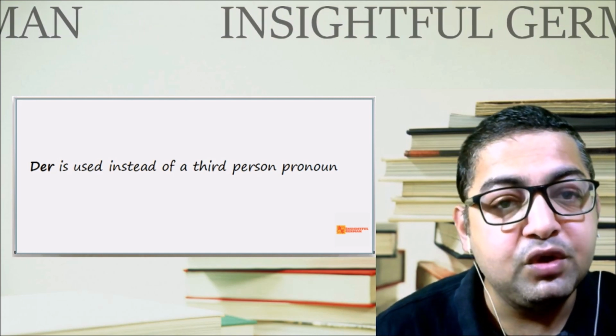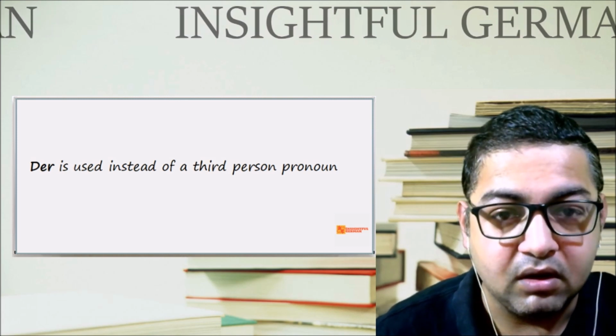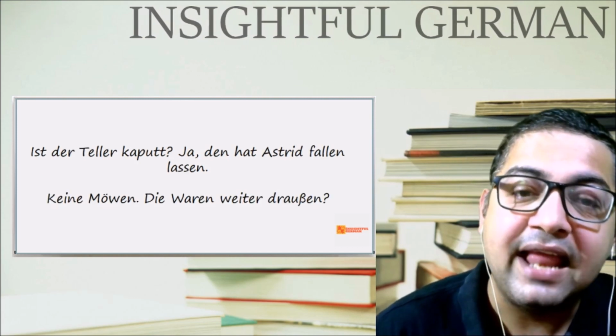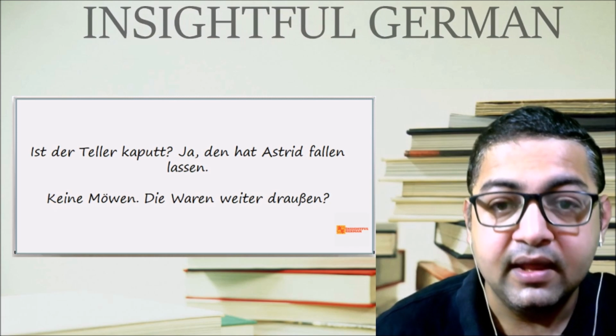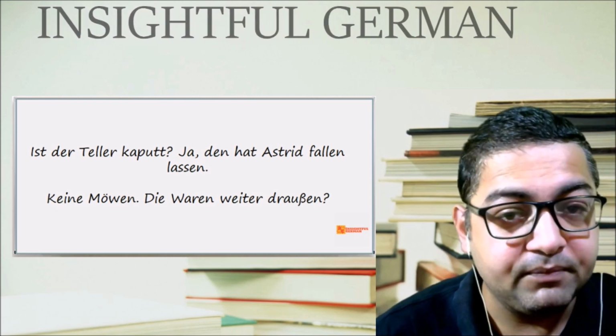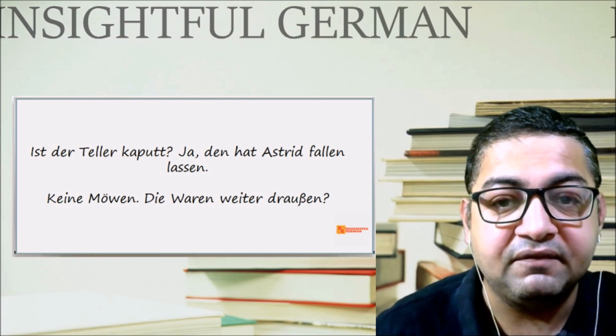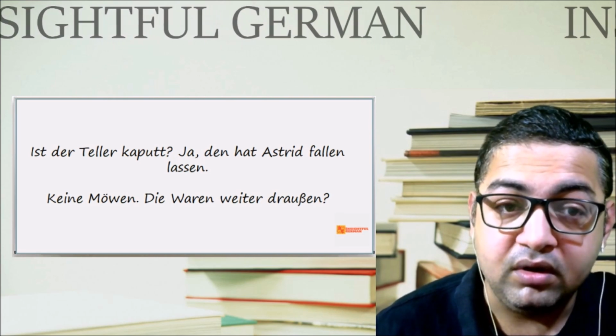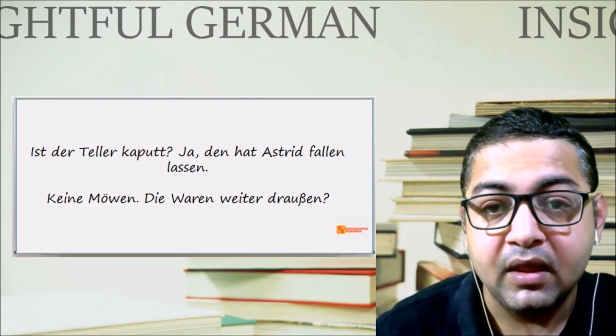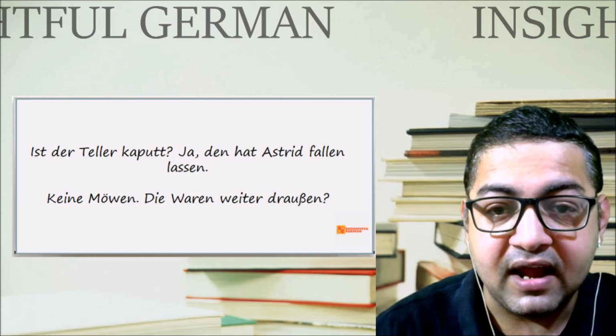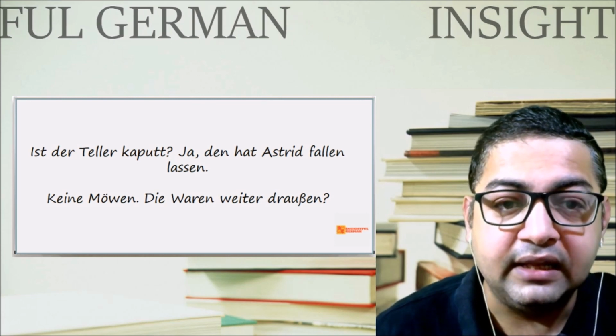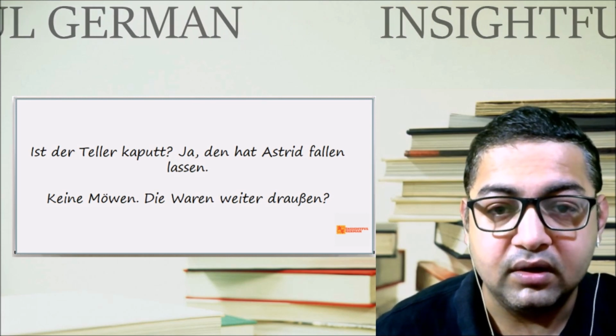Pronominal der is often used instead of a third person pronoun. This usage is mainly standard, especially to refer to persons. Example: Ist der Teller kaputt? Ja, den hat Astrid fallen lassen. Is the plate broken? Yes, Astrid dropped it. Keine Möwen, die waren weiter draußen. No gulls, they were further offshore.